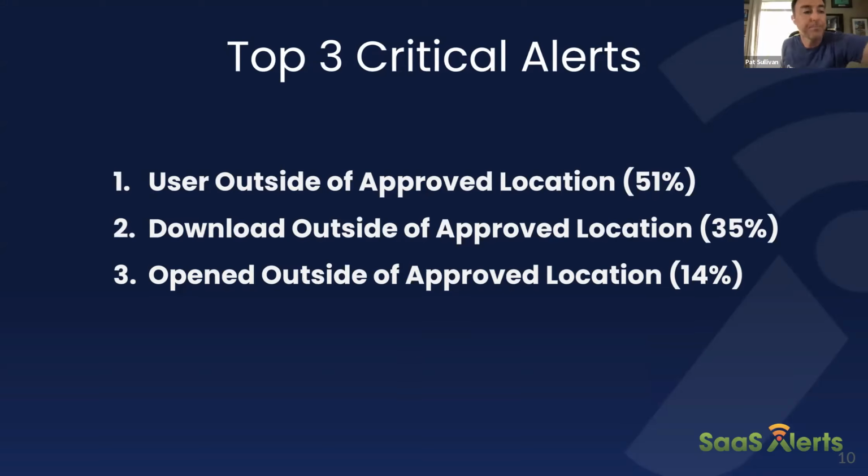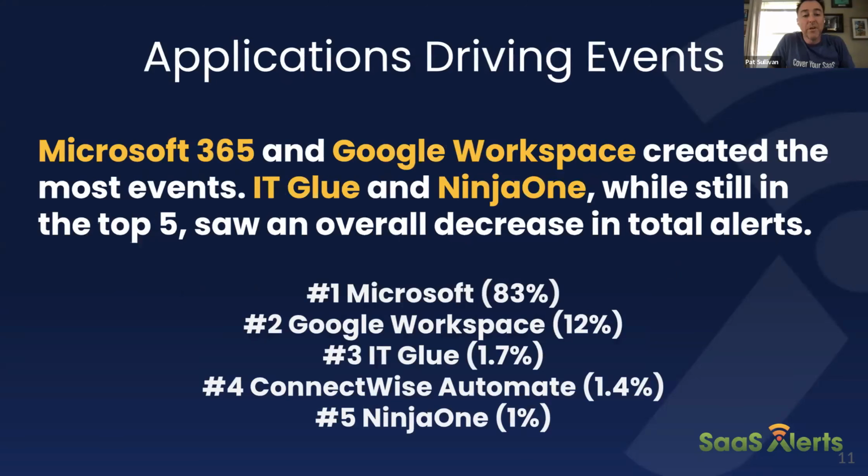okayed parameters. All right, and then last slide before I hand it over to Chip, I want to just talk about the applications that are driving the most events. And no surprise here, right? Microsoft and Google Workspace created the most events in 2023. Surprisingly, IT Glue and Ninja One were still in the top 5, but there was an overall decrease in the alerts. Chip, I don't know if you could maybe speak to that or why that might be, but I need to do a little more investigation there.